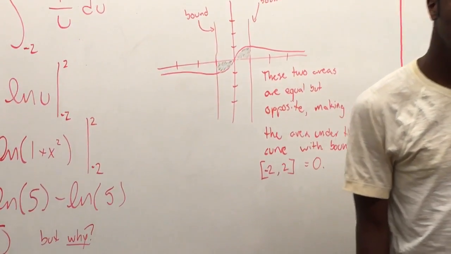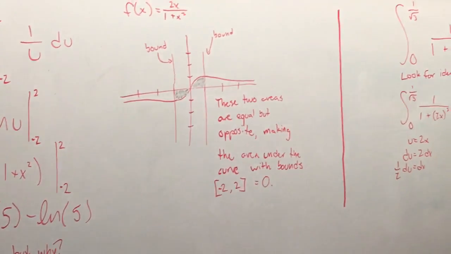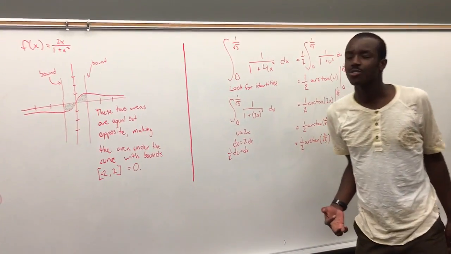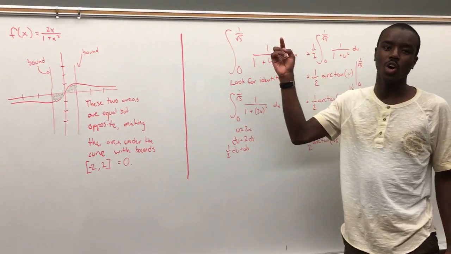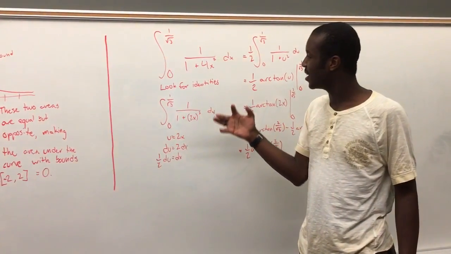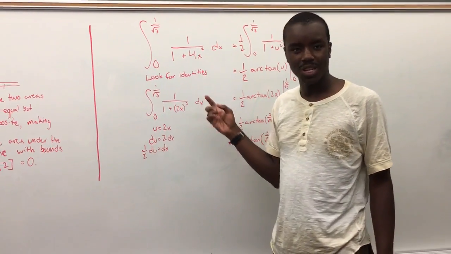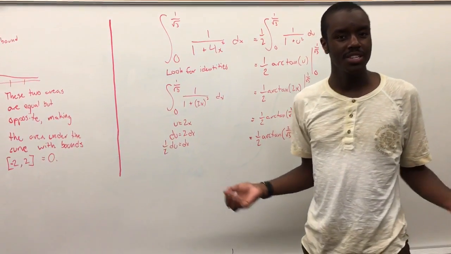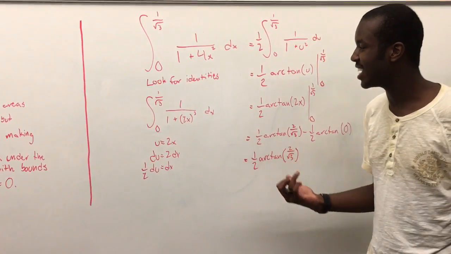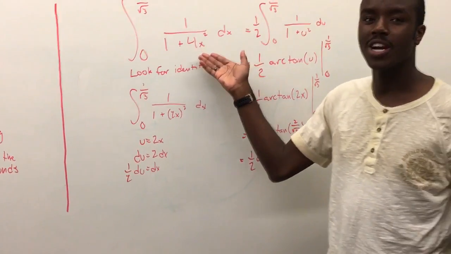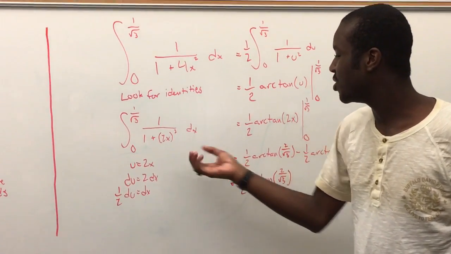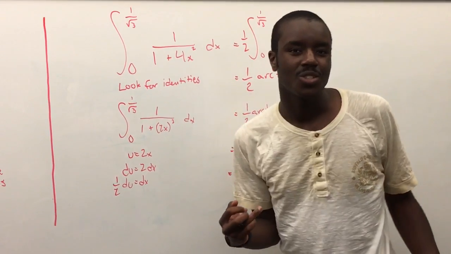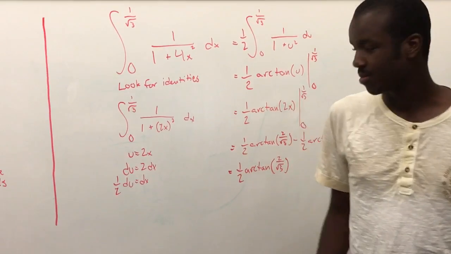Okay, so now we're going to move on to our next problem. Our next problem here is to find the integral from 0 to 1 over root 3 of 1 over 1 plus 4x squared dx. Now, to make this problem easier on us, we need to look for some identities. So we can take this 4x squared and just make it into (2x) squared. So that'll help us with our u substitution.